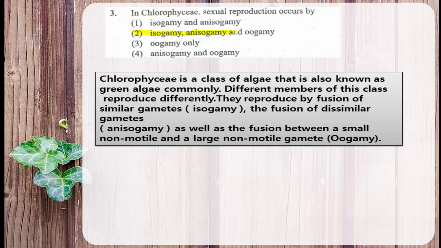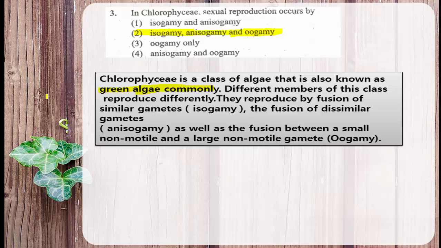All the methods: isogamy, anisogamy and oogamy. In isogamy, the fusion occurs between similar gametes. In anisogamy, fusion occurs between dissimilar gametes, and in oogamy, one gamete, usually the female gamete, is larger in size and the male gamete is smaller in size. Such a method of sexual reproduction is called oogamy. So these three are the methods of sexual reproduction shown by the members of chlorophyceae, which are commonly known as green algae.